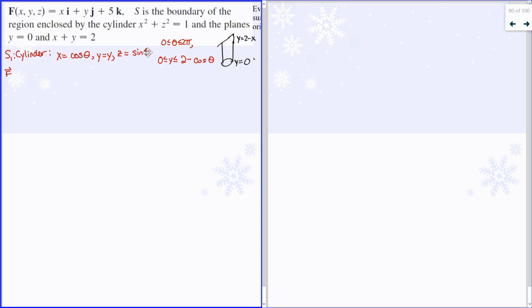All right, so now let's rewrite our vector field. F, in terms of theta and y, because those are our two parameters, is x, which is cosine theta, y, which is y, and 5. As I read x, y, 5, just reading that off. So that's my vector field now parameterized in terms of our two parameters.